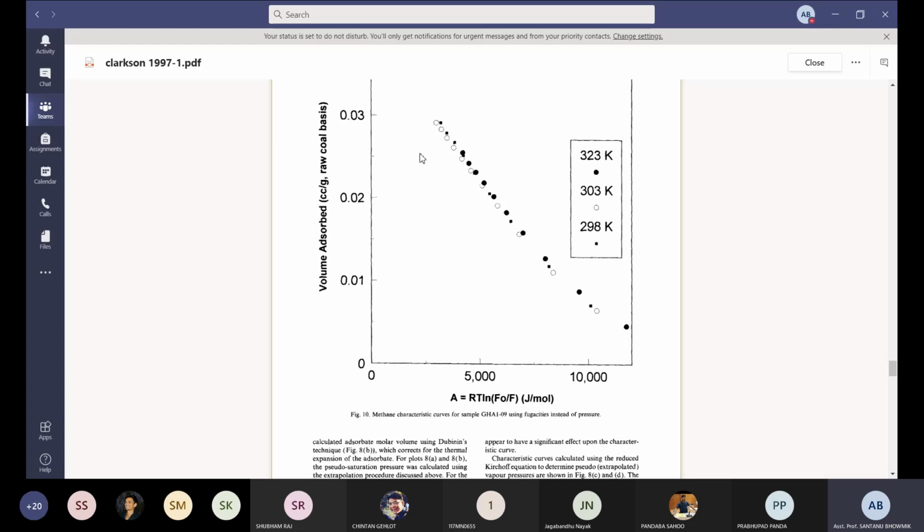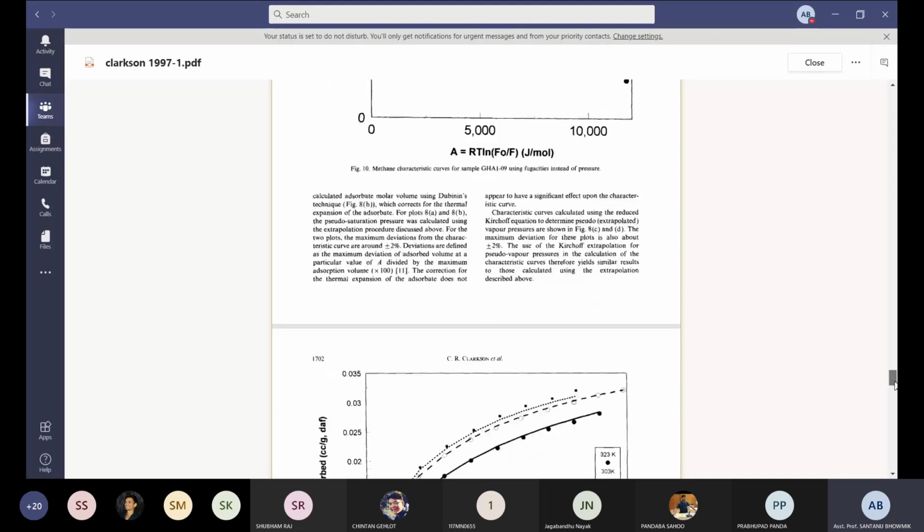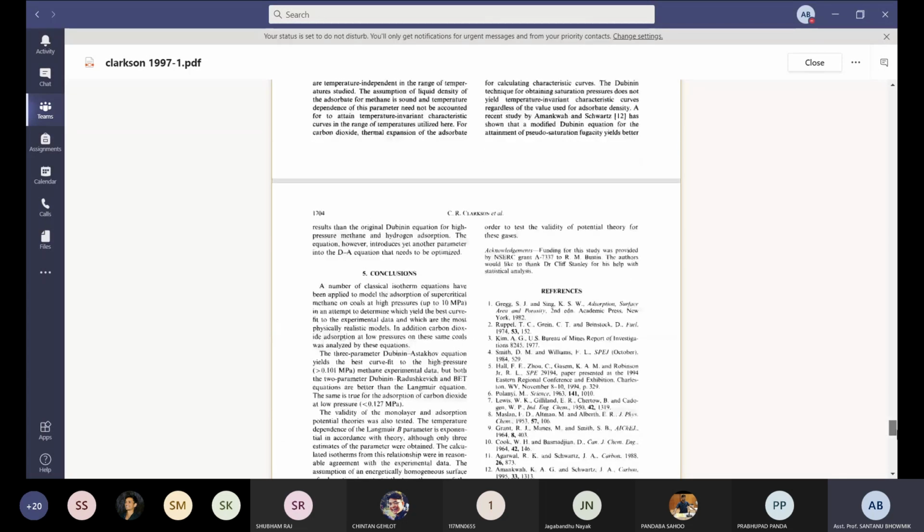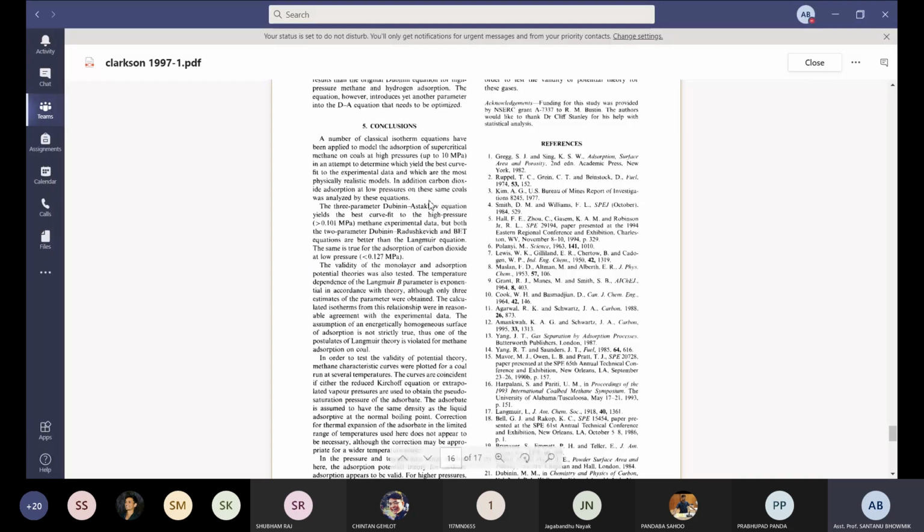The conclusion is that although you consider the same temperature and pressure to calculate the characteristic equation, the volume adsorbed is different for methane and carbon dioxide. Also, if you change the temperature, the graph varies a little for methane, so the characteristic equation is changing for methane but not significantly for carbon dioxide. These are the observations. If you read the conclusion of this paper, they discuss the same concept, the same things we have observed here.